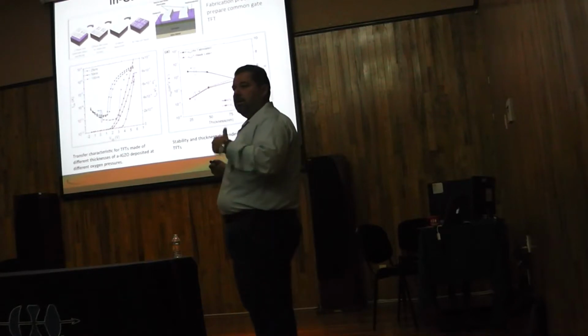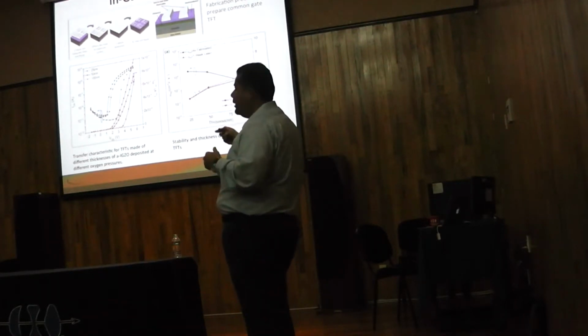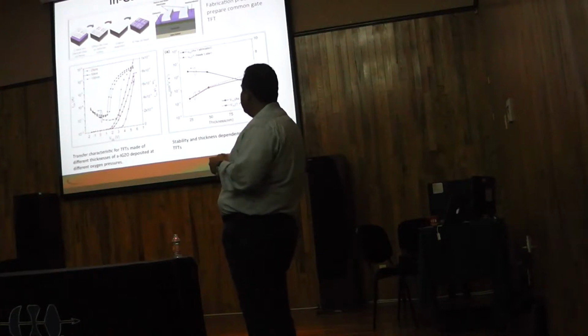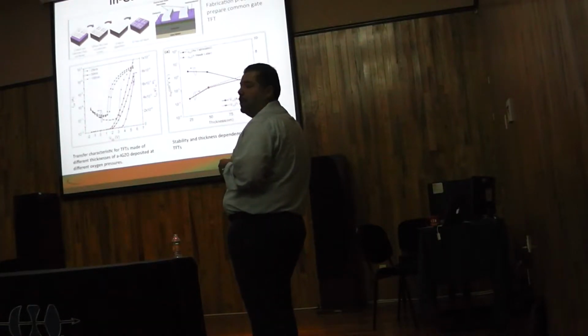Okay. The next thing is we pick that film, we make devices, again, transistors as function of, in this case, thicknesses. So we can make transistors with indium gallium zinc oxide films as thin as 25 nanometers.